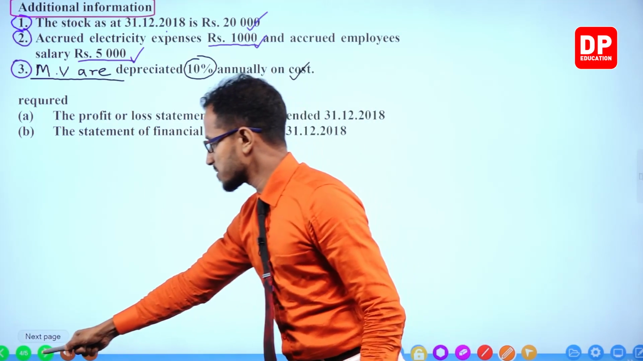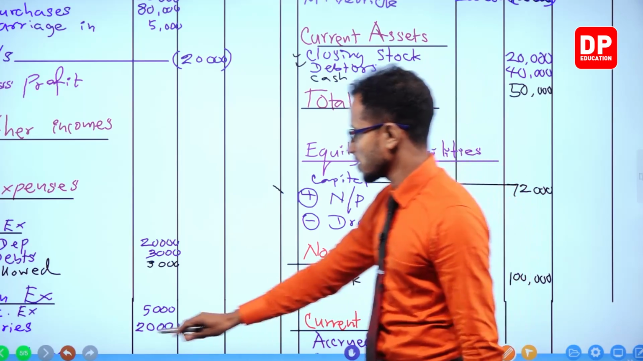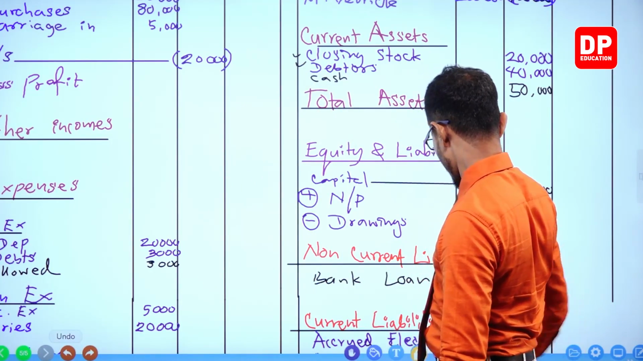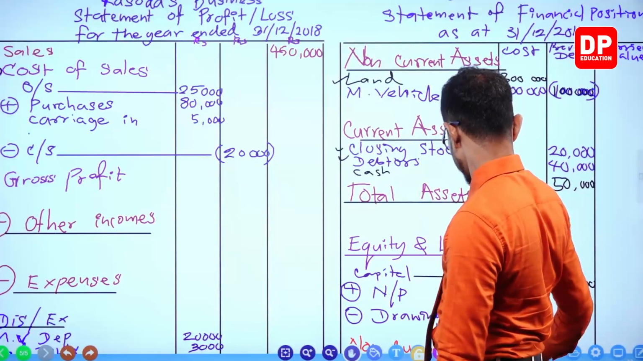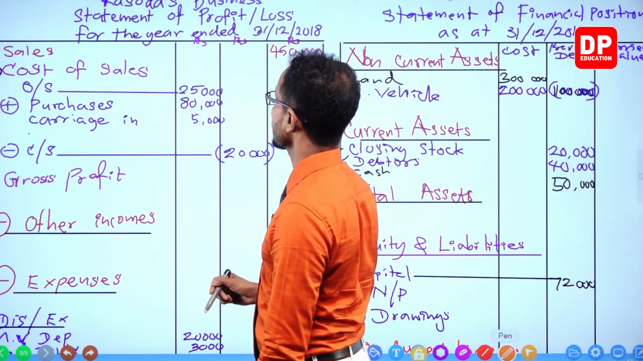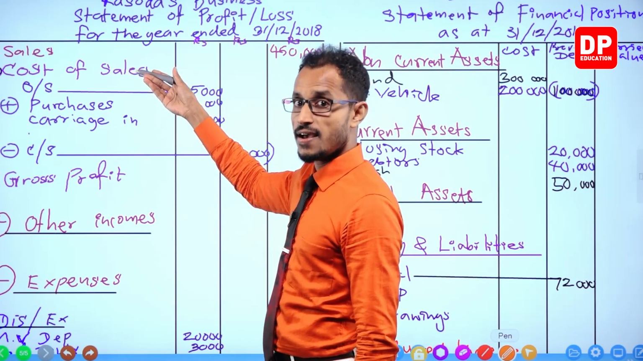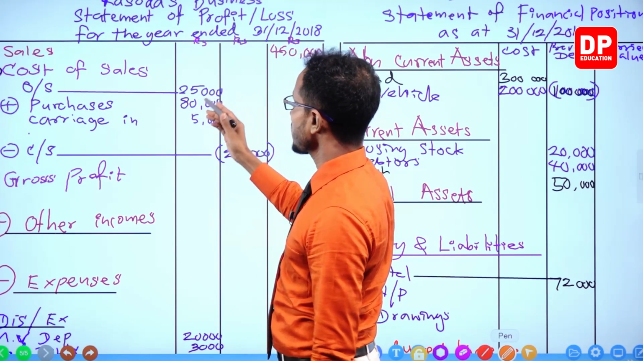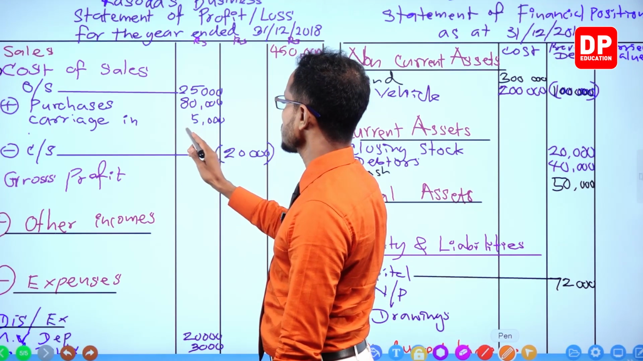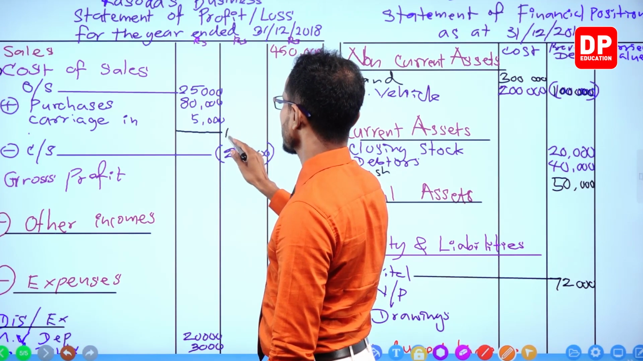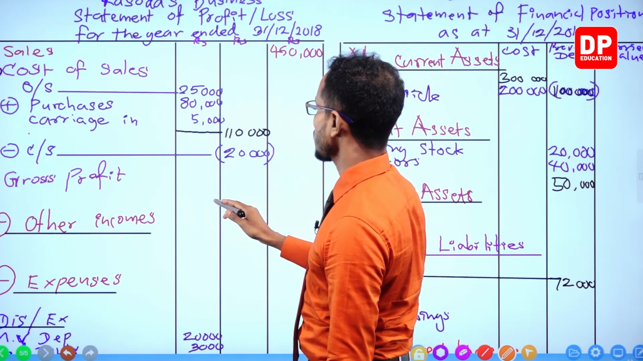Let's finish off the statements. First, we need to calculate the gross profit. Take the addition and calculate the cost of sales. Opening stock 25,000 plus 80,000, that is 105,000. Carriage inwards 5,000, 110,000. From 110,000 minus the closing stock.